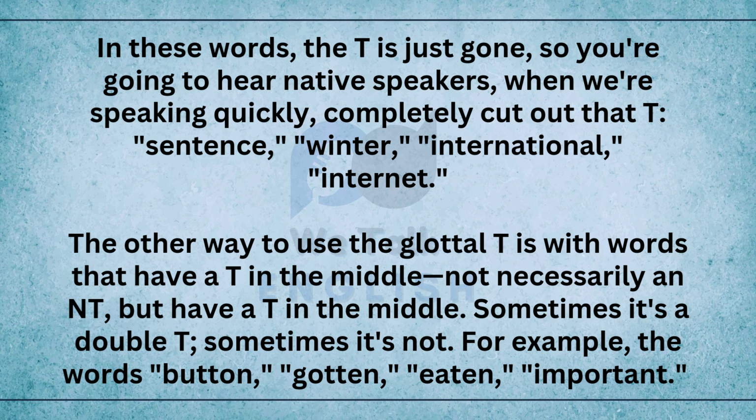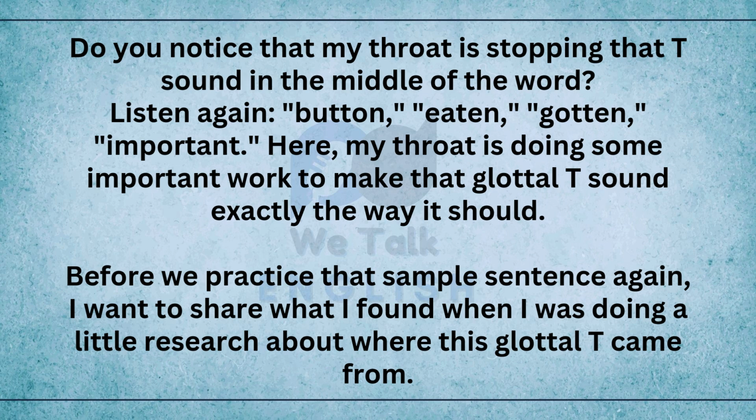The other way to use the glottal T is with words that have a T in the middle. Not necessarily an NT, but have a T in the middle. Sometimes it's a double T, sometimes it's not. For example, the words button, gotten, eaten, important. Do you notice that my throat is stopping that T sound in the middle of the word? Listen again. Button, eaten, gotten, important. Here, my throat is doing some important work to make that glottal T sound exactly the way it should.